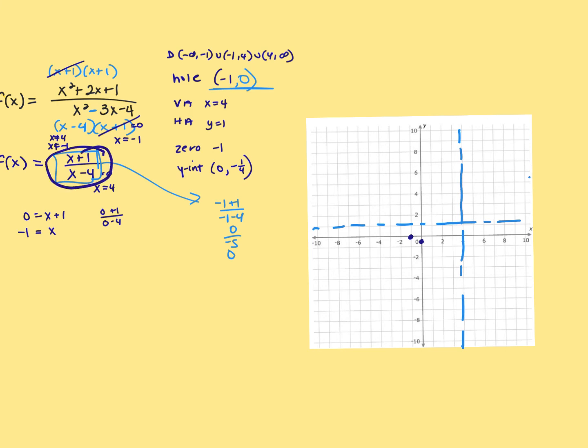There's no symmetry, okay? So bottom left is definitely going to look like this, and top right is what we would assume. I would plug in like +5 to be sure. But there's a hole at (-1, 0). So at (-1, 0), there's actually a hole.